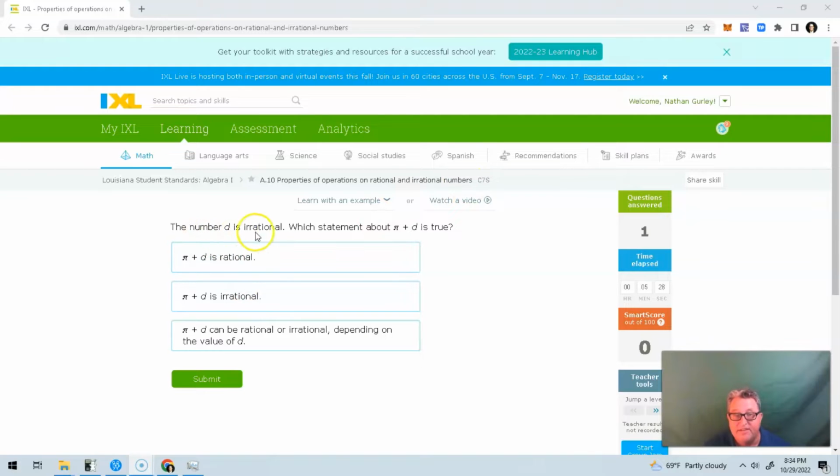The number d is irrational. Which statement about pi plus d is true? Well, normally I would click irrational, B, but if d happened to be negative pi, then they would offset each other, additive inverse, pi minus pi would be 0. So I'm going to have to click C on this one. Depends on the value of d.